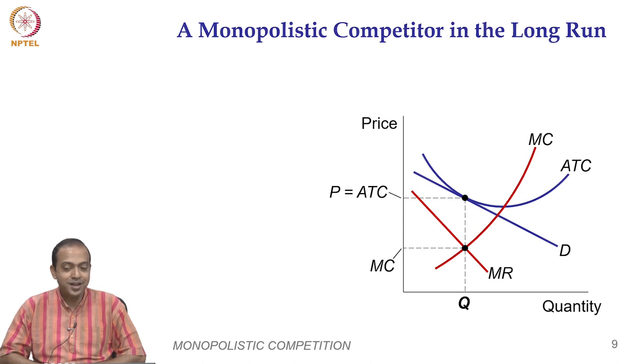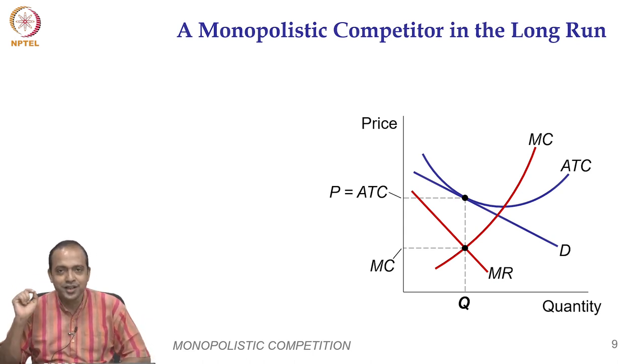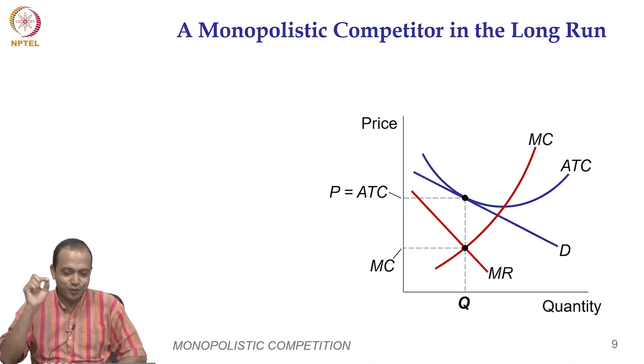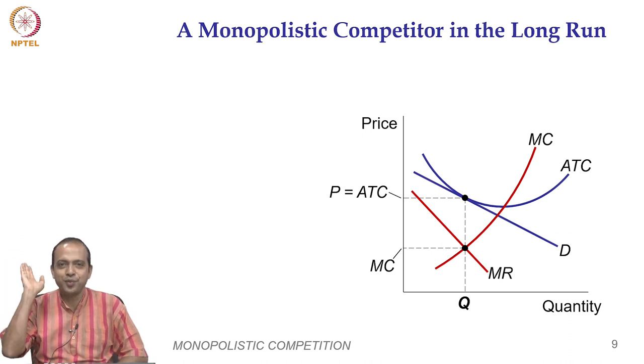That is the reason this demand curve is tangential to ATC at a point which is to the left side of its minimum point. How to make this demand curve tangential to ATC's minimum point? If you rotate this curve and make it flat, then only there is a possibility. And when the demand curve becomes flat, that means you are turning towards a competitive, perfectly competitive market.